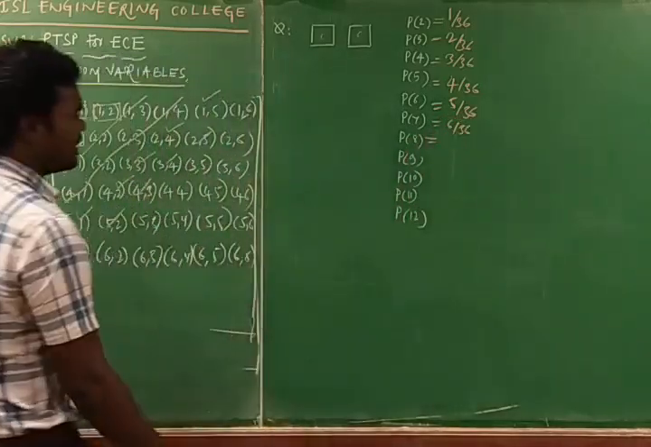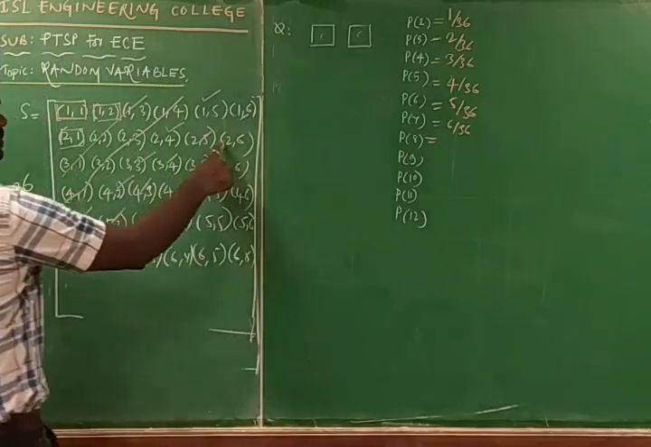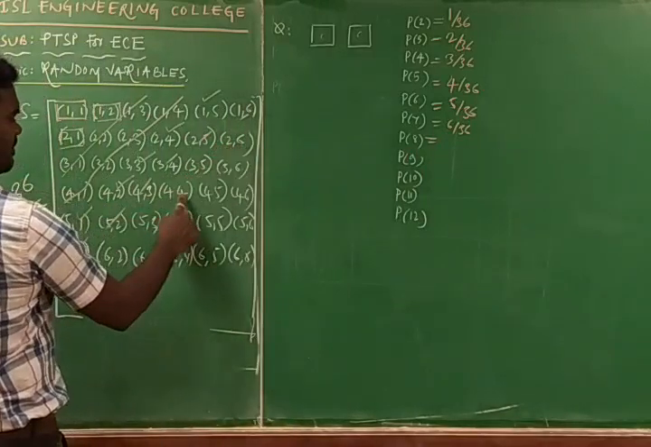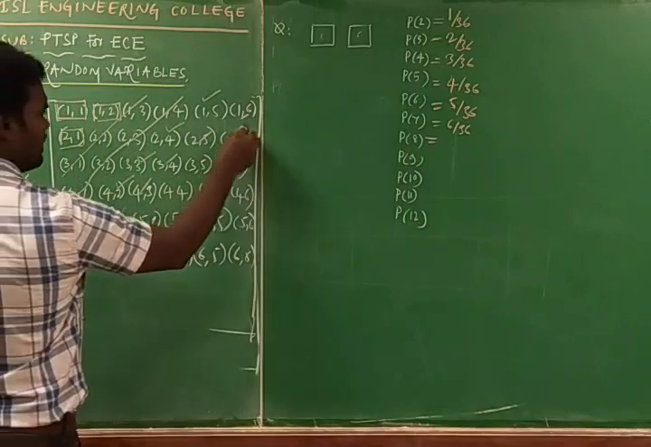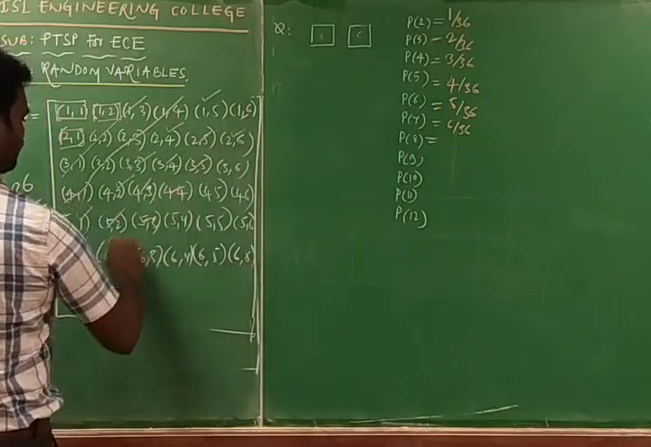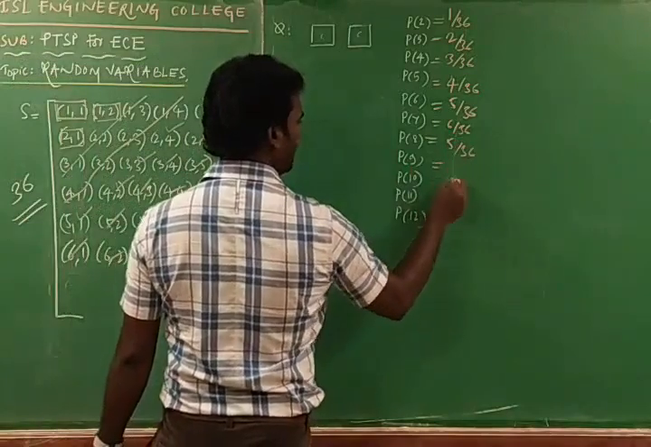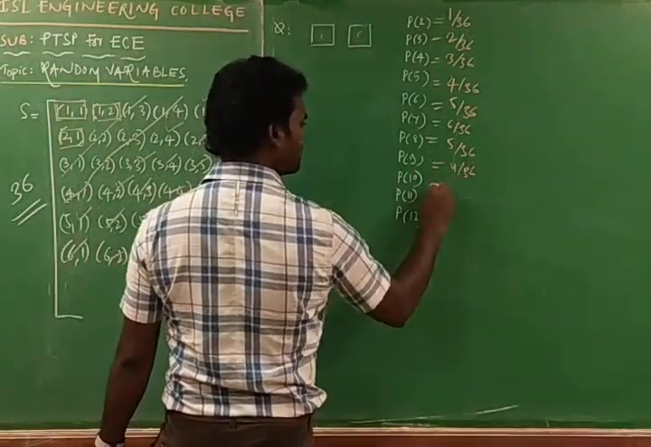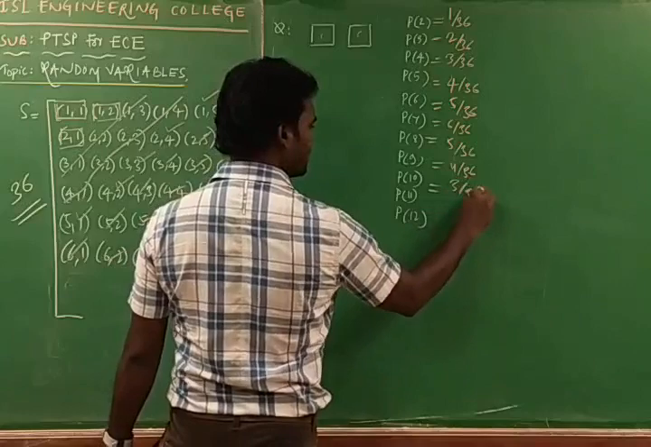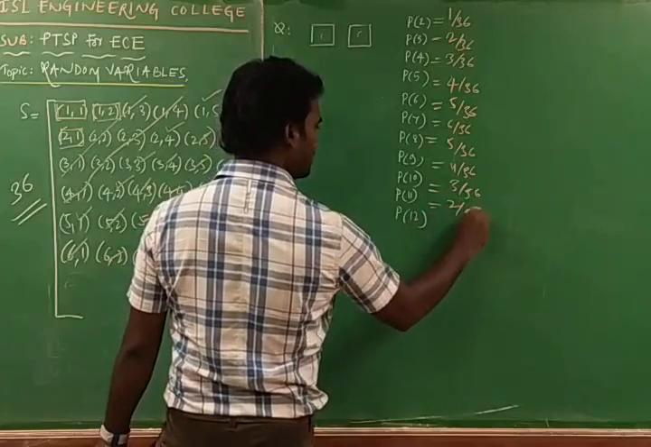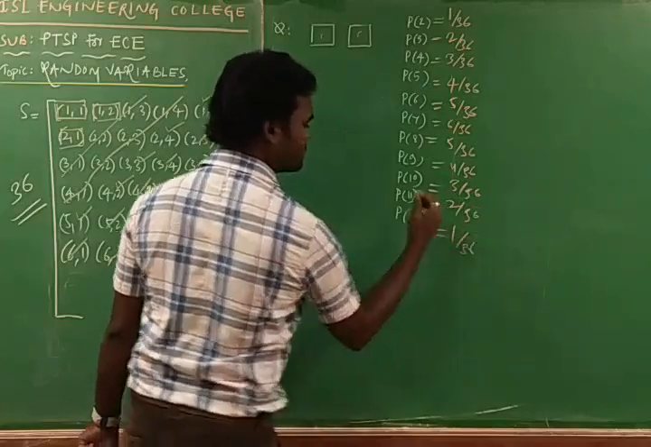Then getting 8: 2 comma 6, 3 comma 5, 4 comma 4, 5 comma 3, 6 comma 2. That is 5 by 36. Then it will be 4 by 36 for 9, 3 by 36 for 10, 2 by 36 for 11, and 1 by 36 for 12.